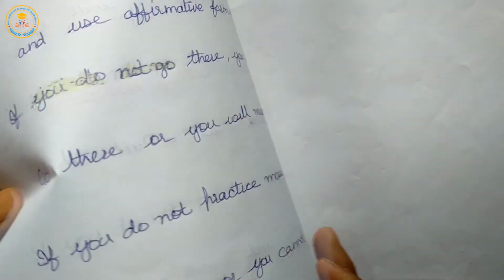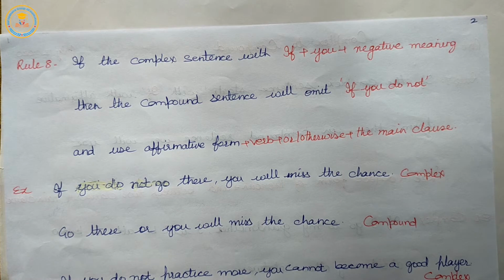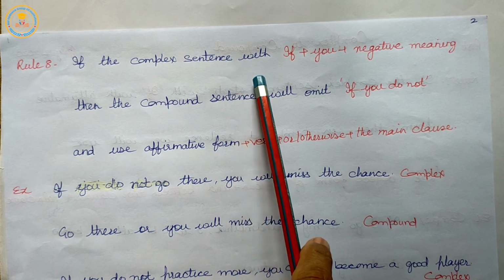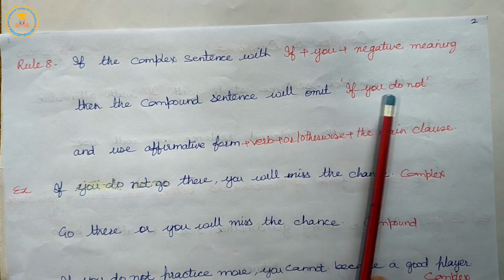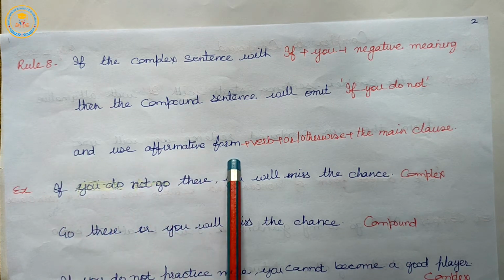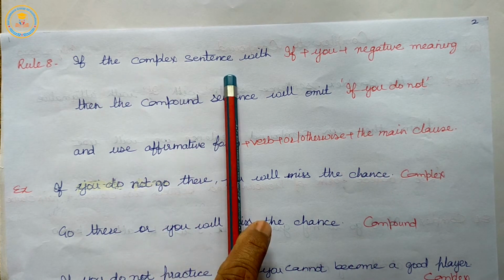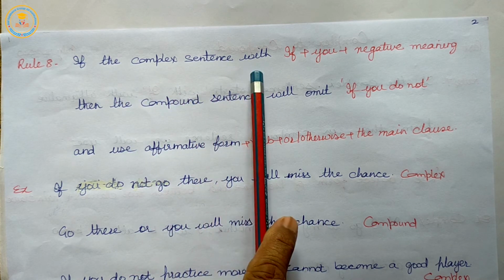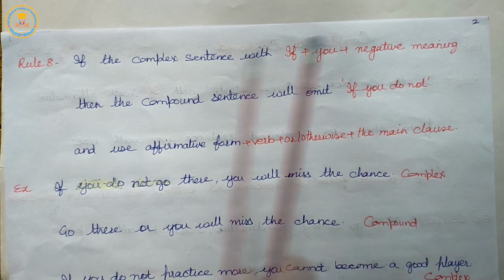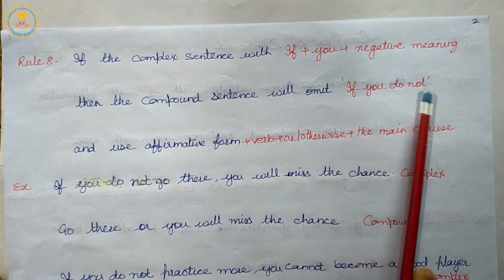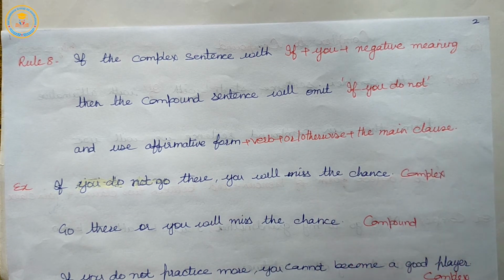In our eighth rule, if the complex sentence starts with if plus you plus negative meaning, then the compound sentence will omit if you do not and use affirmative form plus verb, or otherwise, plus the main clause.